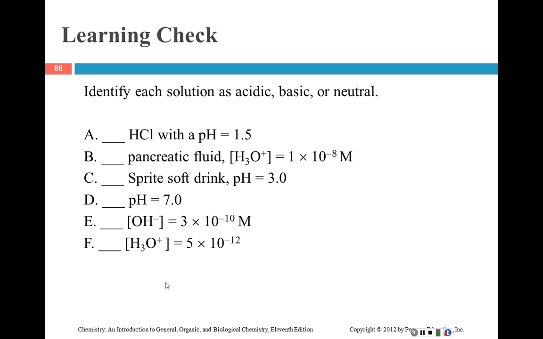So try to identify each solution as acidic, basic, or neutral without looking. HCl with a pH of 1.5. Is that acidic, basic, or neutral? Try these out and let's see how you do.